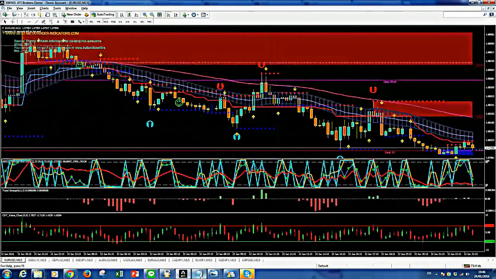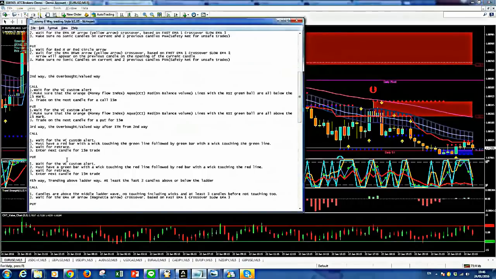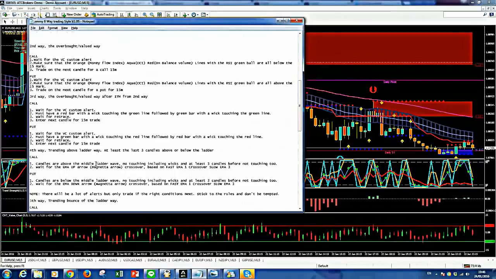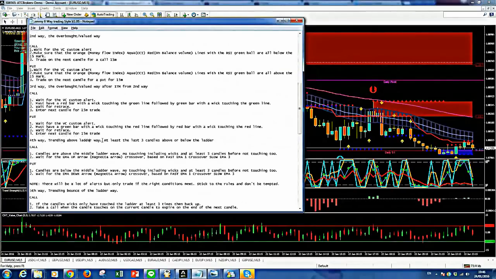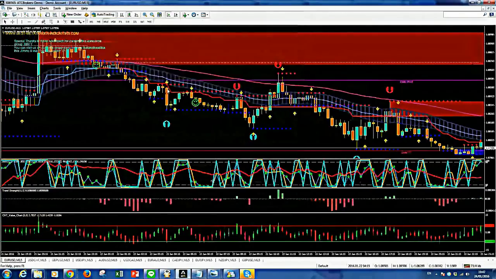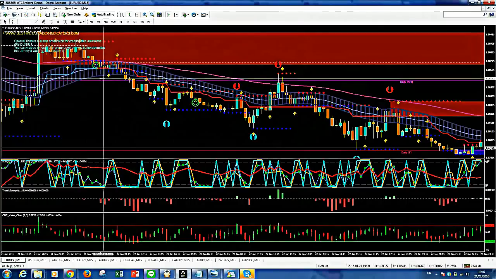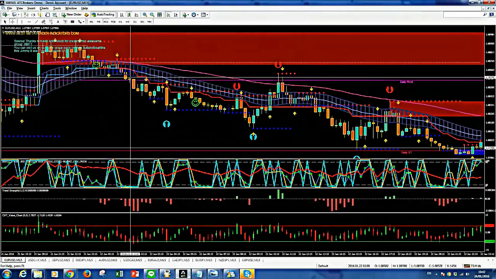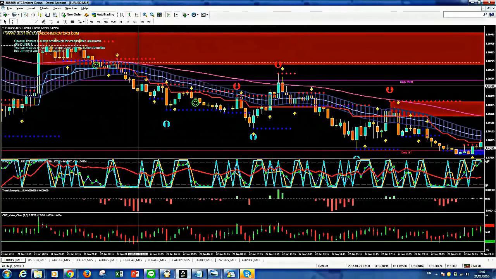Right, the next way to trade, the fourth way. This is a trending way, when it's above the ladder. So it needs to have at least 3 candles above or below the ladder without touching, including the wicks. If it's not touching, then you can trade these with that EMA arrows. So you can see here, it broke out of the ladder, and then 1, 2, 3. These 3 didn't touch the ladder, so this is a valid trade now.